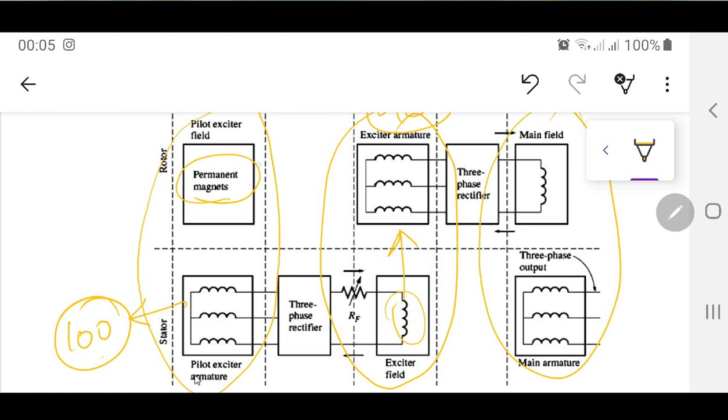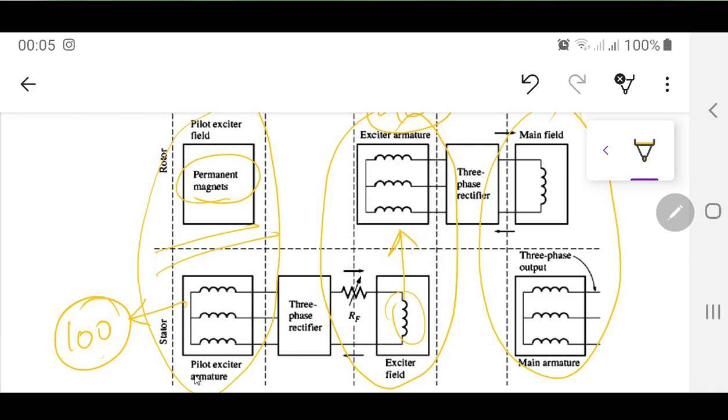This is the first generator over here which we are talking about, this one. This is called the pilot exciter, and it produces a very small voltage, maybe like 100, 200 volts. This can vary depending upon the design. So this is going to supply the exciter armature. We call it an exciter. I told you that it is called an exciter because it is going to give supply, or excite, the main field winding. So this is going to be the exciter over here.